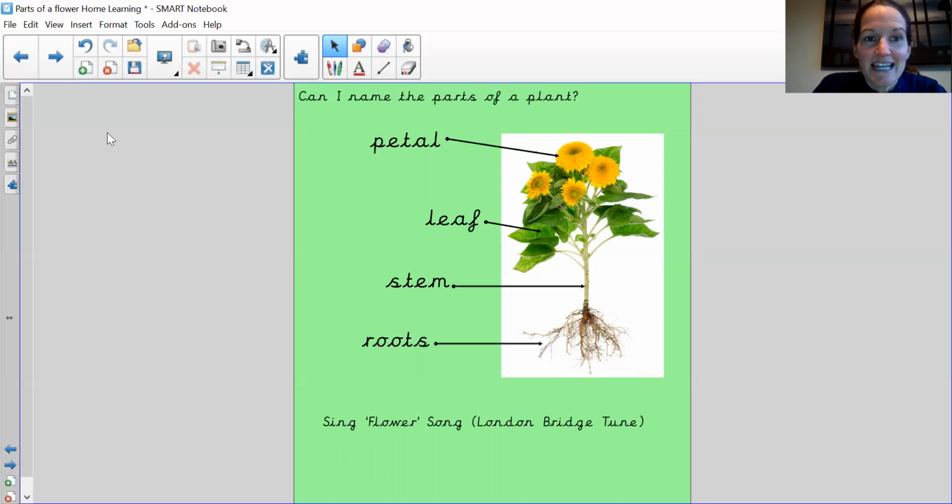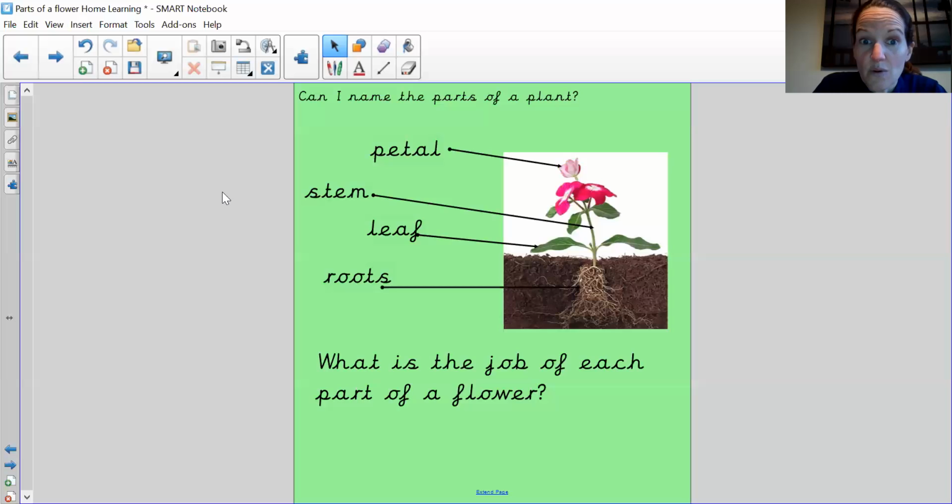Fantastic. Okay. So what does each of these parts do? Well, we know we have petals and stems and leaves and roots. What do they actually do? Can anyone have a think? What do you think the petal does? What about the stem? What about the leaf? What about the roots? Now, just like our body, all of our parts of our body have a function. They're all used for something.